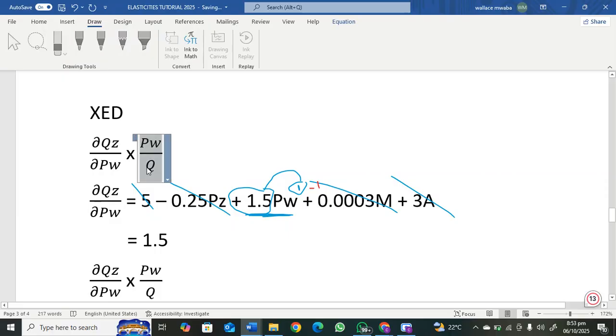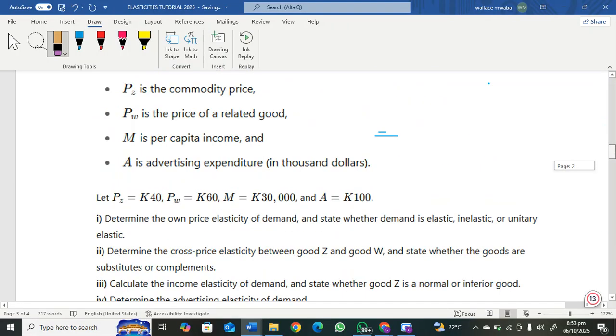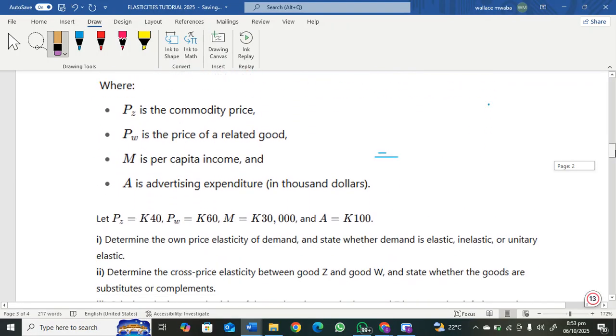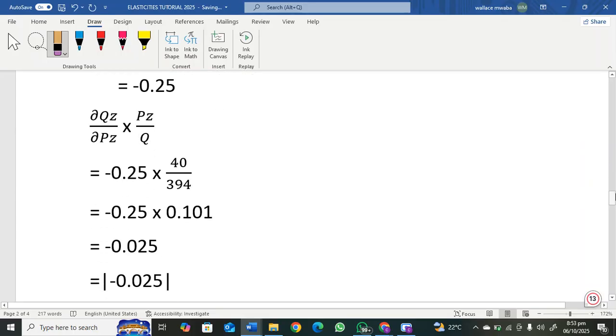Now remember, colleagues, Q we've already found. Q equals 394. PW they've already given us. PW equals, was it 40? The question they told us PW equals 60.